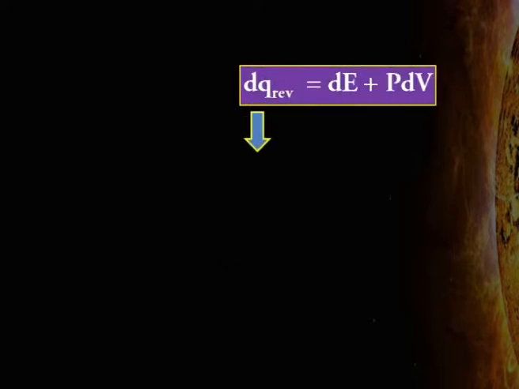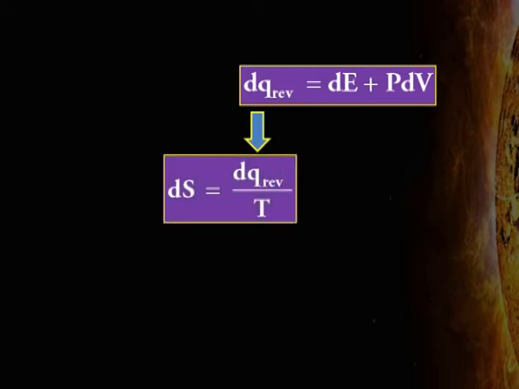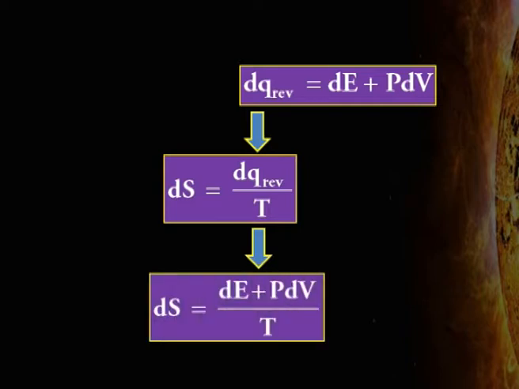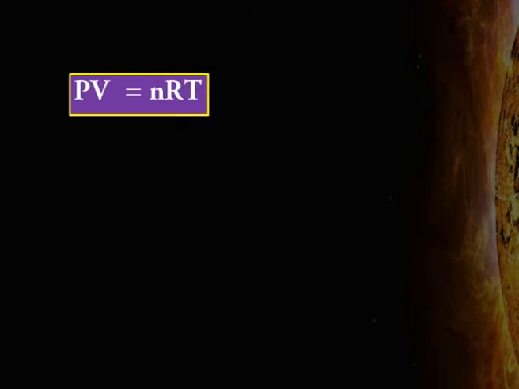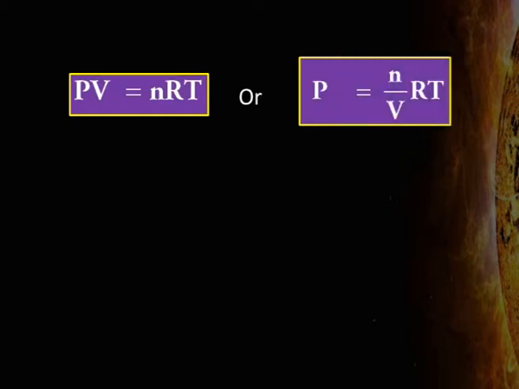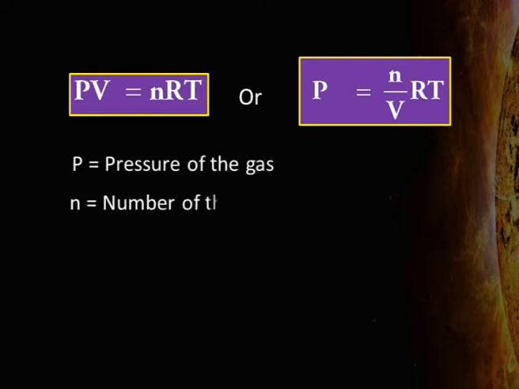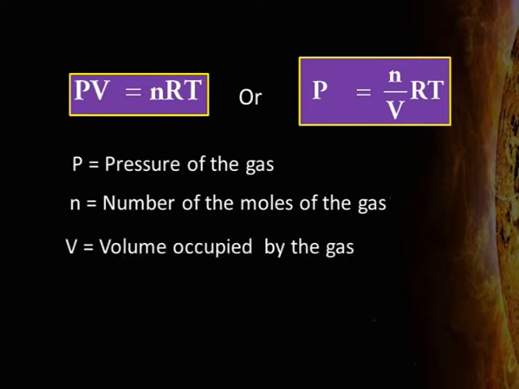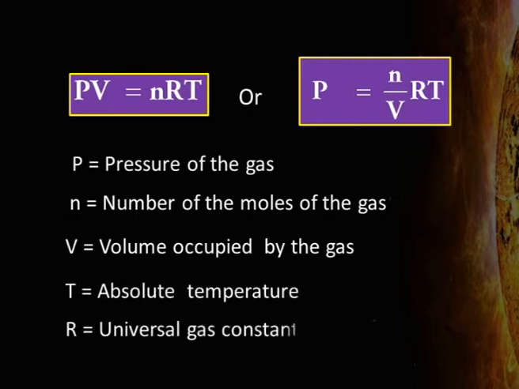Putting in the equation dS equal to dq reversible upon T, we will get dS equal to (dE plus PdV) divided by T. Now, we know that for an ideal gas, PV is equal to nRT, or we can say that P is equal to nRT divided by V. Here P is the pressure of the gas, n is number of moles of the gas, V is volume occupied by the gas, T is absolute temperature, and R is the universal gas constant.